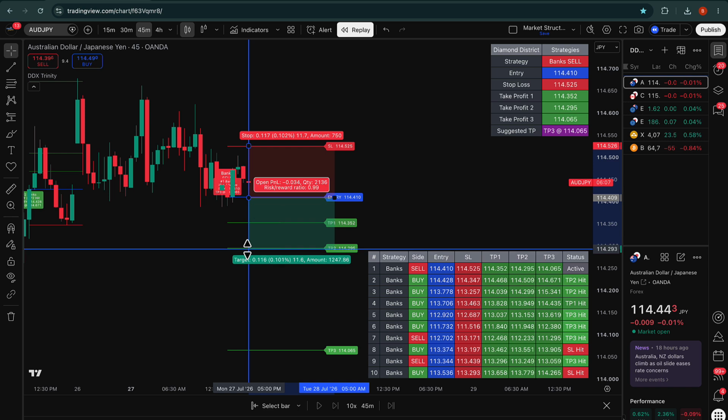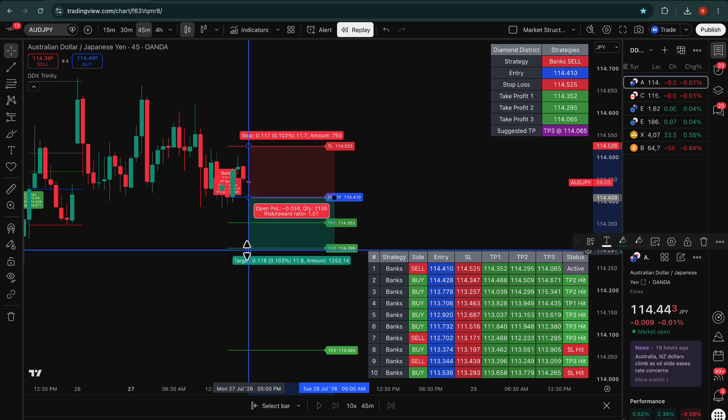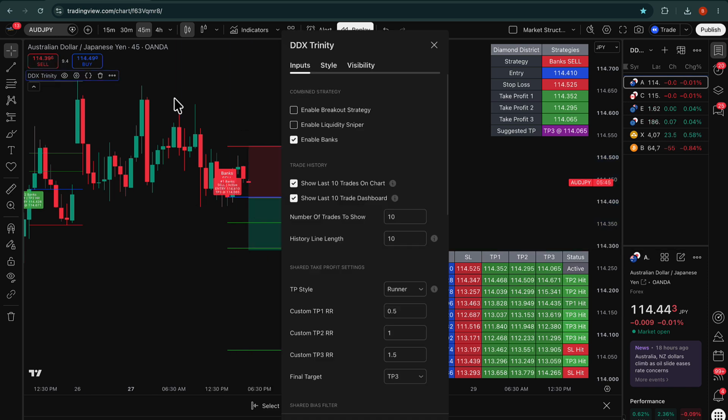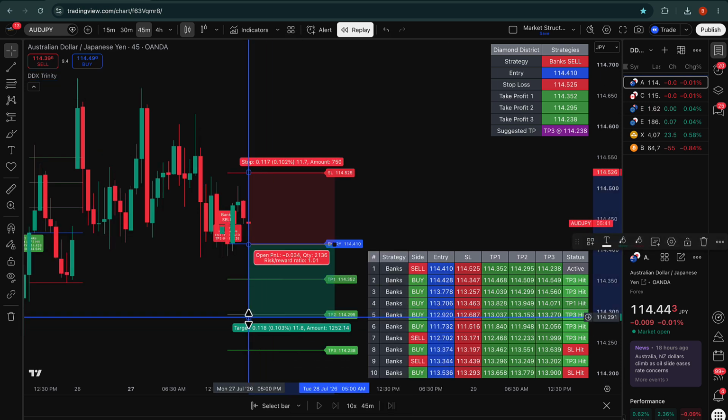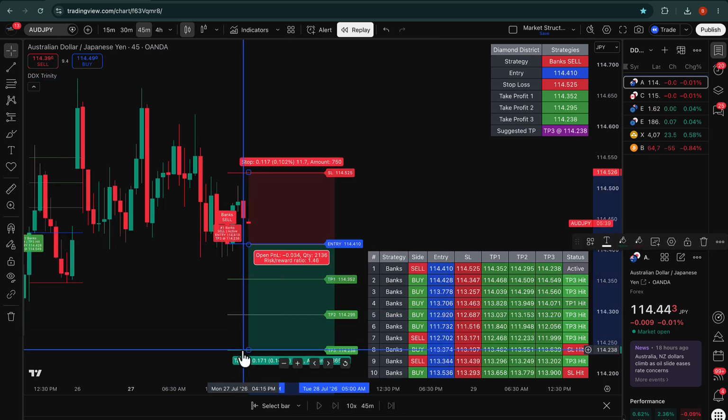Then we have TP2, 1 to 1. That means you just have to be 55% profitable. 50% profitable means you're going to be breaking even. So this will definitely get you 55% or more. But then, for example, let's take this back to the 1.5.